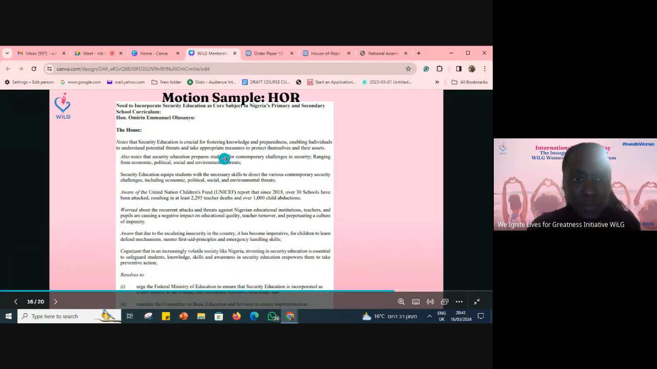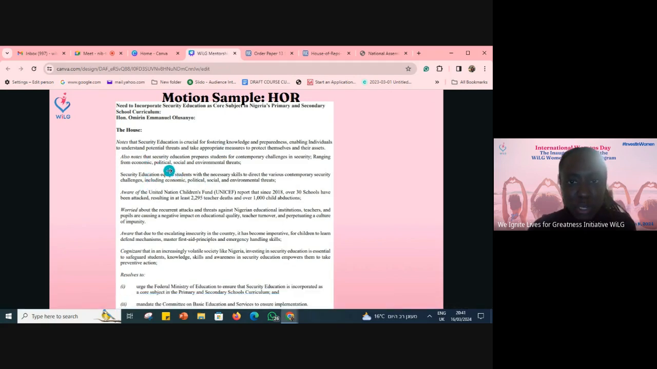But in the body of it, once you read it, let me try and read this one. Note that security education is critical for fostering knowledge and preparedness, enabling individuals to understand potential threats and to take appropriate measures to protect themselves and their assets. Also note that security education prepares students for contemporary challenges in security, ranging from economic, political, social, and environmental threats. So you also have to state what is happening, state the issue, and add facts.